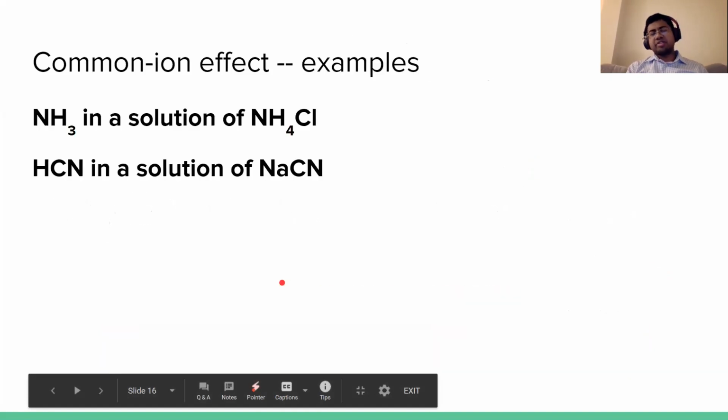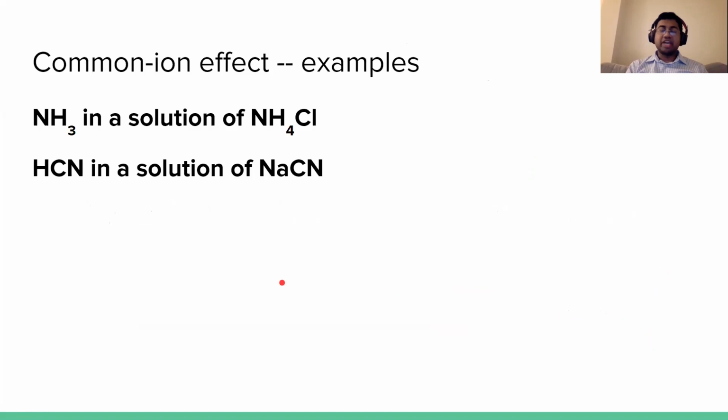Okay, so a couple of examples. You have NH3, a weak base, in a solution of NH4Cl, which releases NH4+ into solution, and NH4+ is the conjugate acid of ammonia. And then we have HCN, or hydrogen cyanide, or hydrocyanic acid. It's a weak acid, and in a solution of sodium cyanide, which contains cyanide anion, which is the conjugate base of hydrocyanic acid.